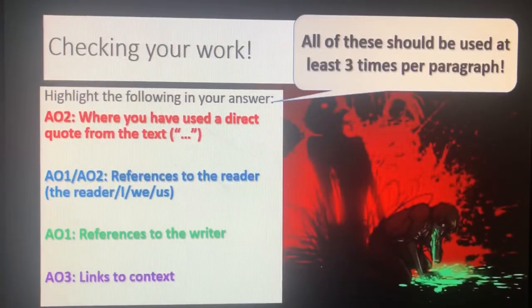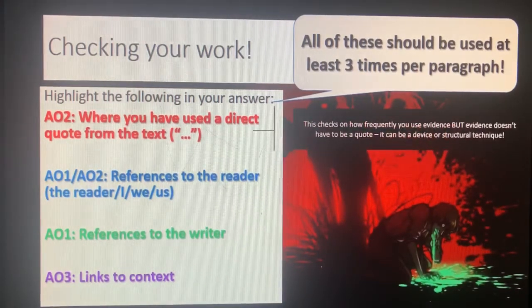Now, it's a good idea when writing your answer to highlight it for these key skills. We've got AO2, use of quotes, AO1 and AO2, links to the reader, AO1, references to the writer, in this case Stevenson, and AO3, links to context. Why would I ask you to highlight the work in that particular way?